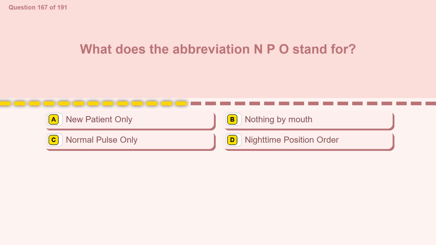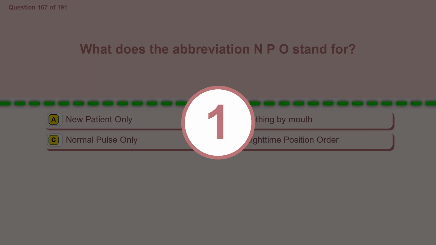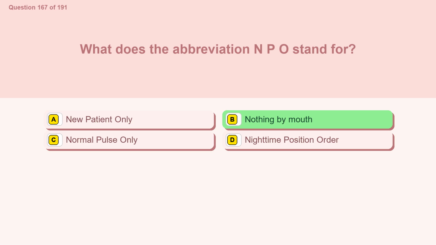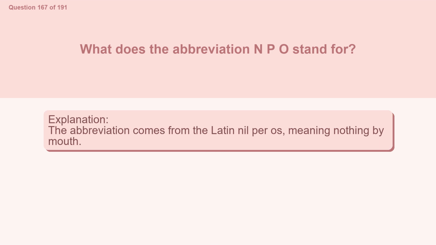Option A. New patient only. Option B. Nothing by mouth. Option C. Normal pulse only. Option D. Nighttime position order. The correct answer is option B. Nothing by mouth. The abbreviation comes from the Latin nil per os, meaning nothing by mouth.